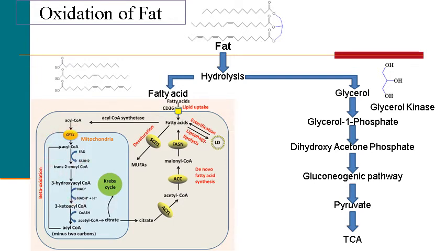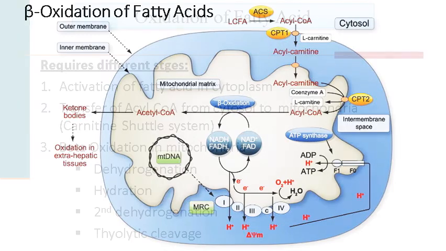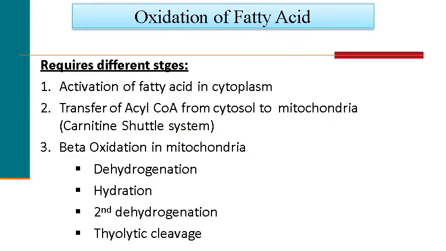We have seen this reaction in the previous animation also. Okay, now let's move on to the next slide. This slide shows the beta oxidation of fatty acid. It requires different stages. First, the activation of fatty acid in the cytoplasm. Then, this activated fatty acid is transferred from cytoplasm to mitochondria through the carnitine shuttle system. And inside the mitochondrial matrix, beta oxidation takes place, which has dehydrogenation, hydration, and second dehydrogenation, then thiolytic cleavage.